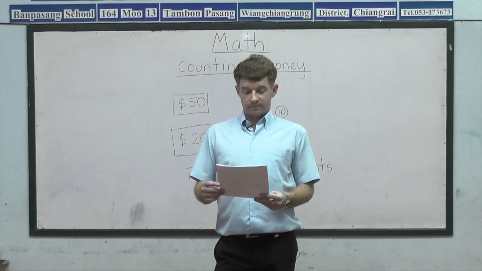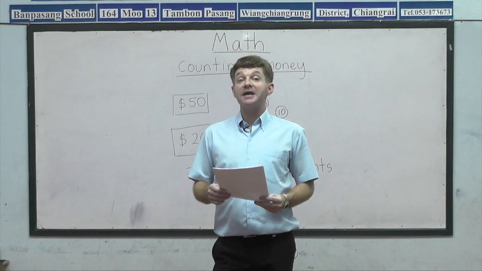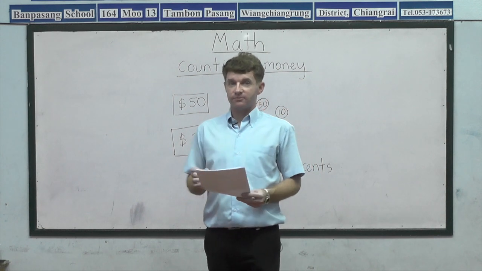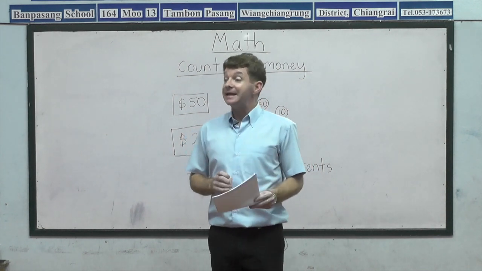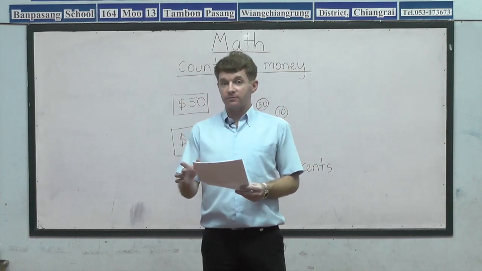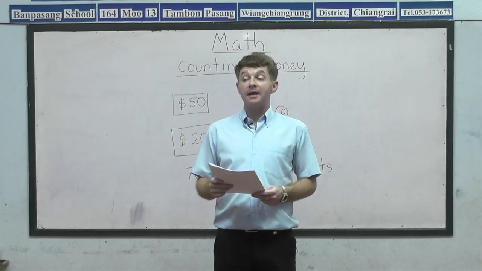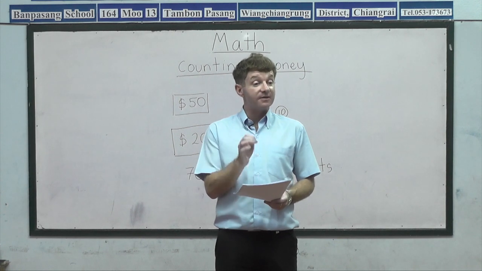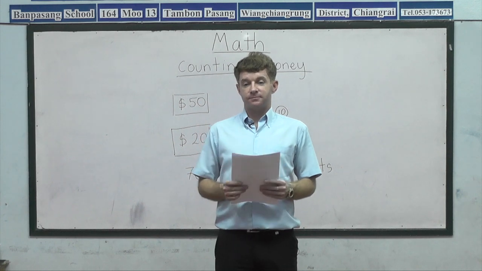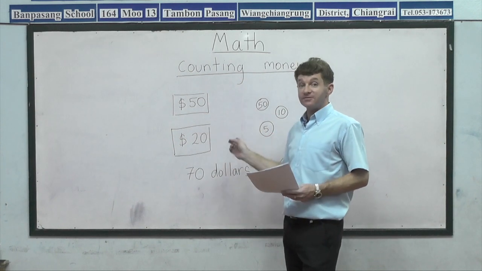$47.08. $0.08. Number four, $68. $68.30. $0.30. Number five, $67. $67.11. $0.11. And number six, $37. $37.70. $0.70. And the last one, number seven, $36. $36.57. And this is how we count money, adding dollars and cents together.